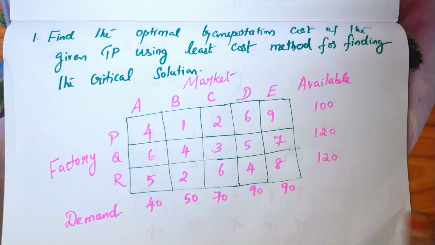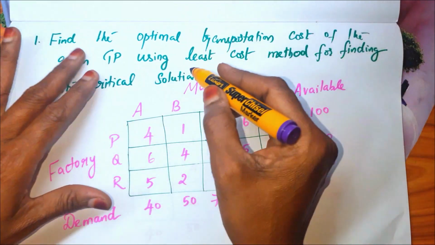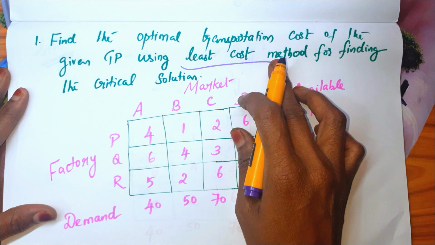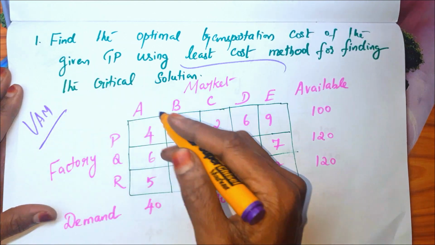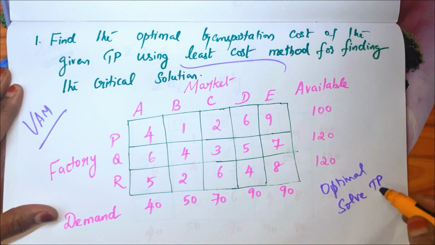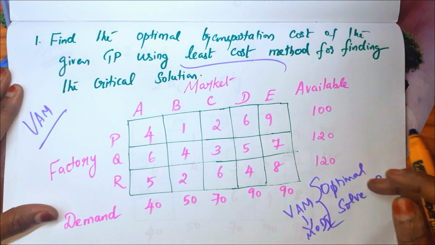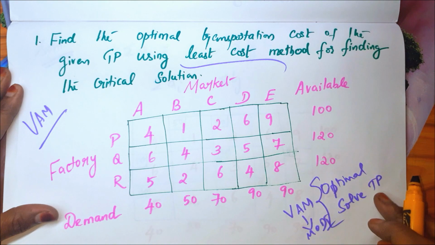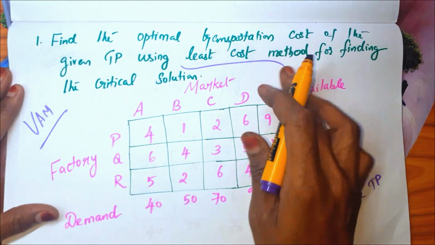This is the problem given. We are going to find the optimal transportation cost of the given TP using the least cost method. Usually, if they are not asking you to use a particular method for finding the initial basic feasible solution, we have to use only VAM. If they just ask you to find the optimal solution or solve the given TP, first we use VAM, then the MODI method is applied. That is what we did in the previous problem. In the previous video we used VAM, then the MODI method. But here they are asking you to use the least cost method for the critical solution.